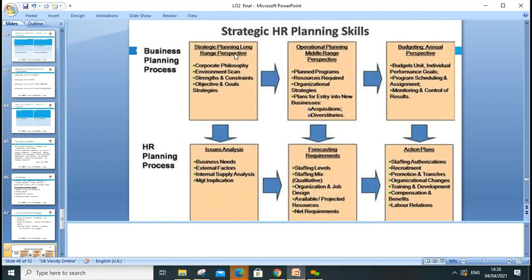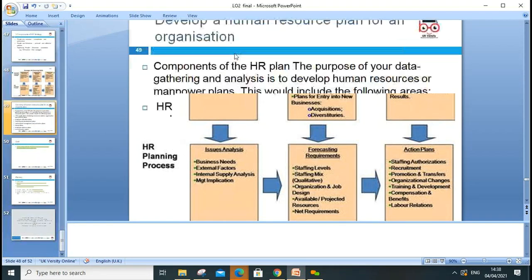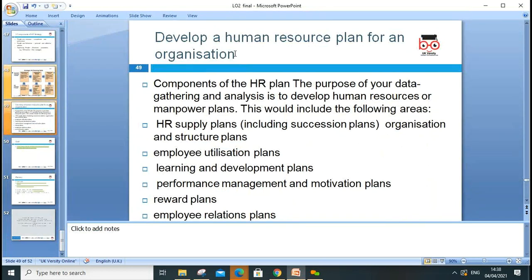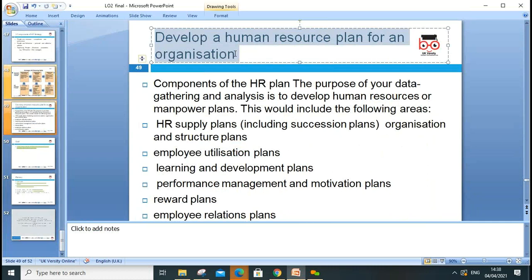So for HR planning, we need to do the business planning process and HR issues analysis. We need to look at the forecasting requirement and make an action plan. Does anybody have any questions? If you have any question, please stop me and ask.